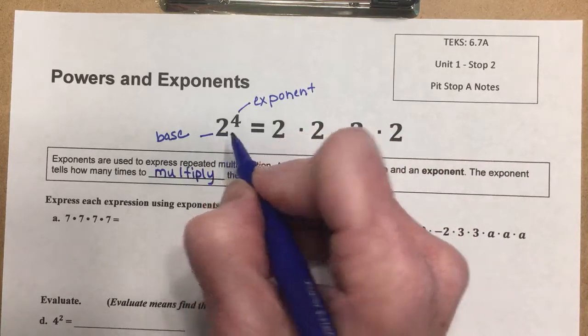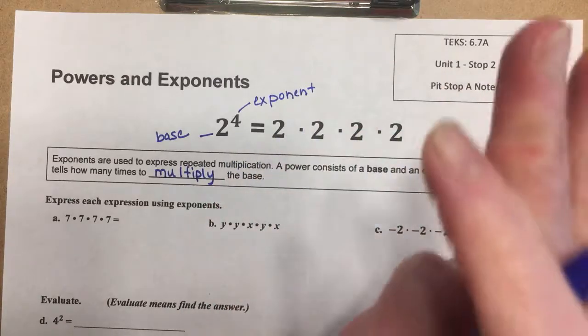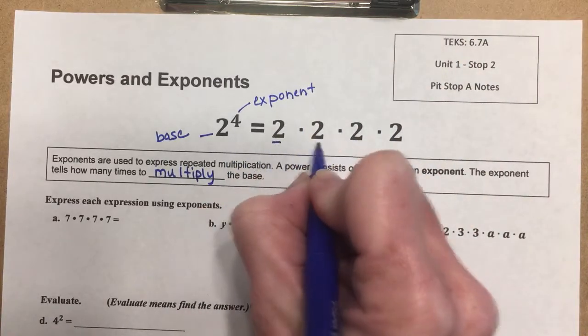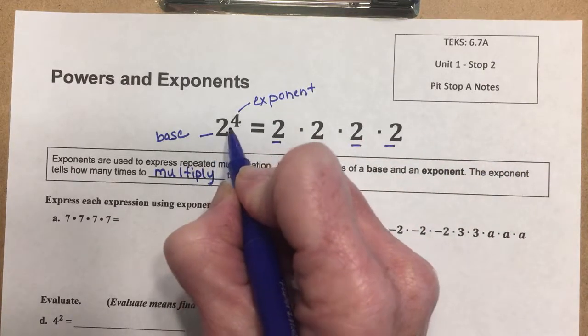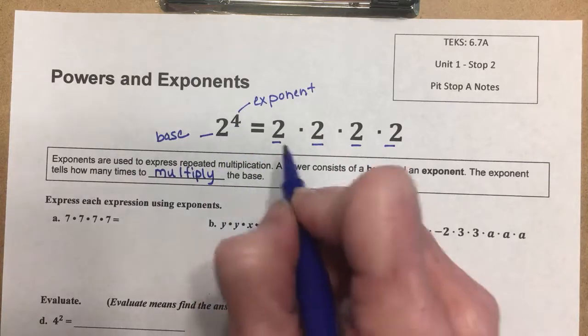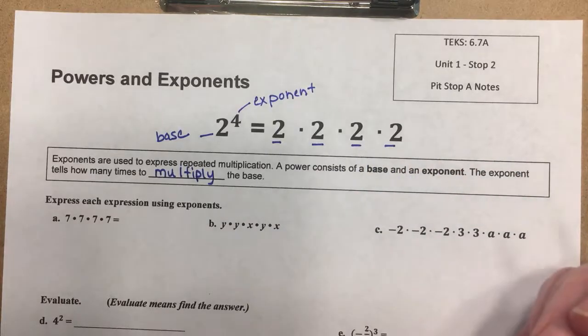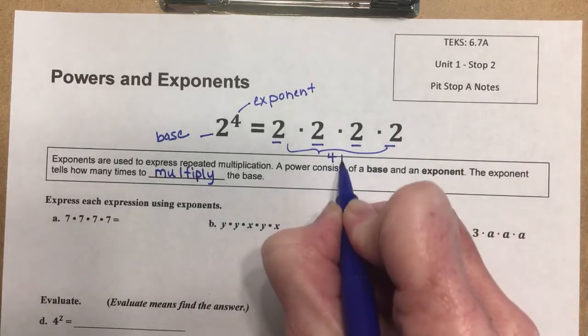So how many times is it going to tell 2 what to do? It's going to tell it to do it 4 times. All right, so we're going to multiply 1, 2, 3, 4. So the base has to do what the exponent tells them. So the exponent tells them to multiply 4 times. So 2, 2, 2, and 2. All right, so this is where you use the 4 times.